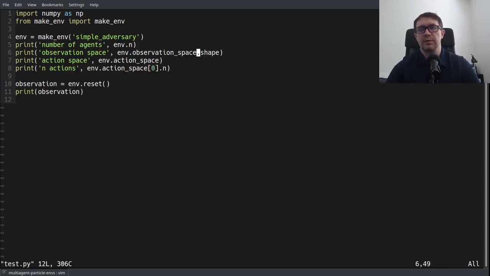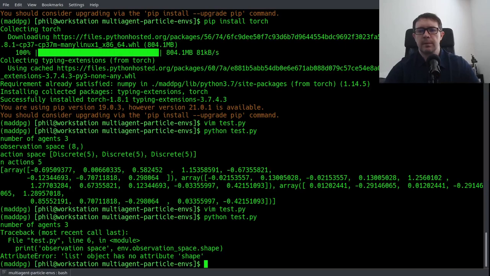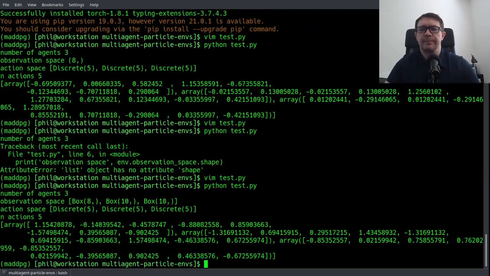So this will be for the zeroth agent, and then there is also, what's the easiest way to do that? What is this going to give me? Let's try it again. Yeah, list object has no attribute shape, so it's a list. Let's just do this. Sorry, it's been a while since I've run this.